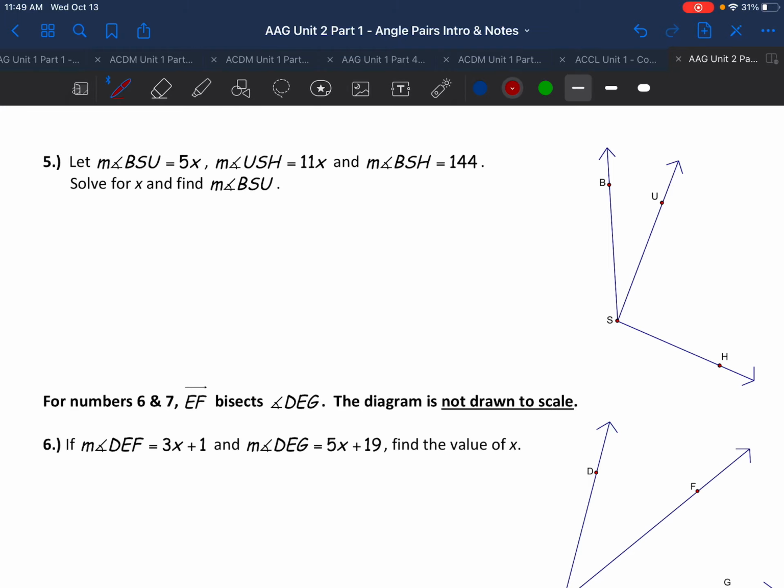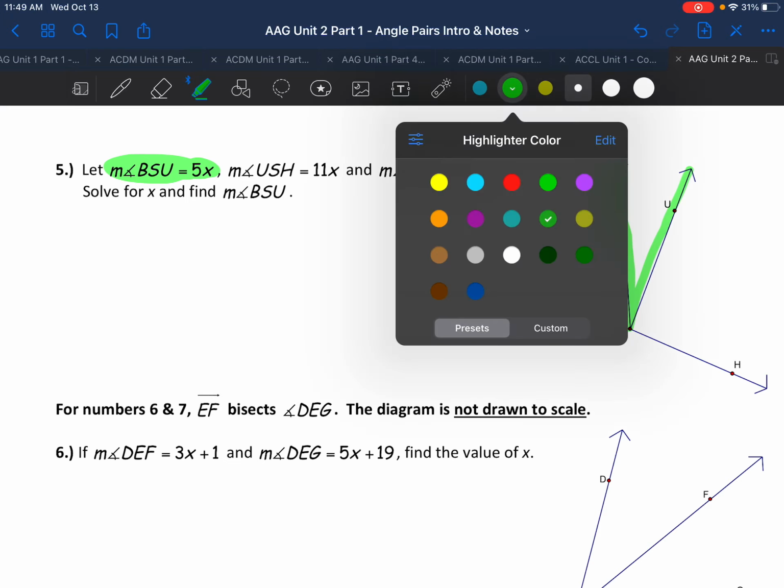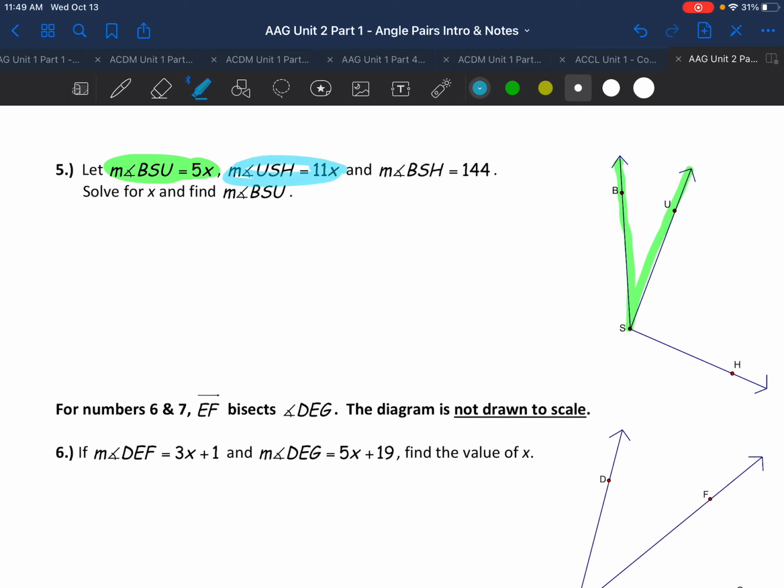Okay, as we continue to question number 5, I want you to think of this one as that being this part plus part equals whole example. But let me explain. So for our number 5 here, we are told that the measure of angle BSU is 5x. So as I trace from B to S to U, there's my 5x. As I trace here, they also give us USH. So as I trace U to S to H, there it is. So they gave us BSU is 5x, so I'm going to label that there, and USH is 11x.